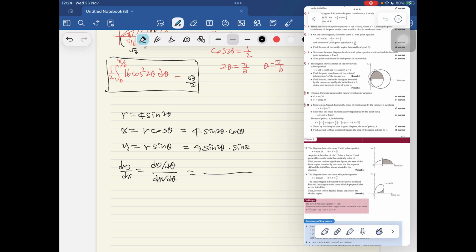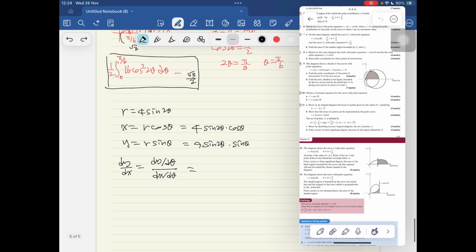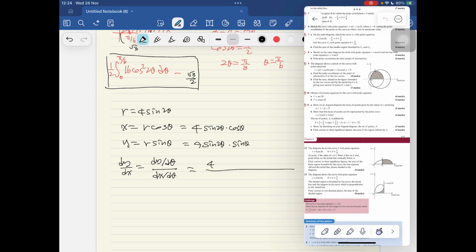So for y, the product rule: 4 times 2 cos 2 theta sine theta plus sine 2 theta cos theta. And for x, another product rule: 4 times 2 cos 2 theta cos theta minus sine 2 theta sine theta. So this is the derivative of that.